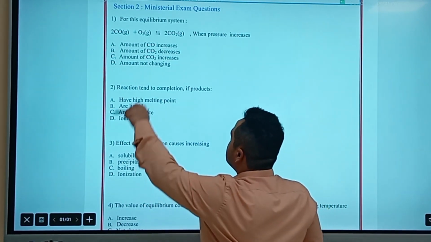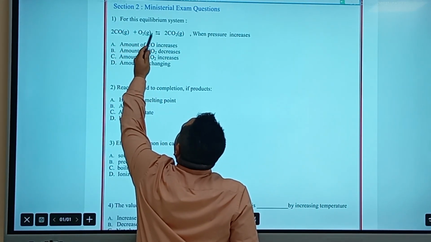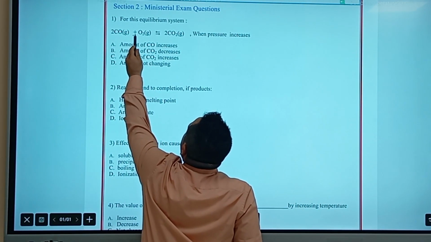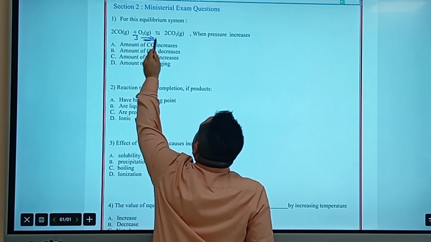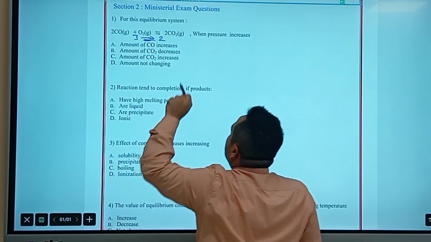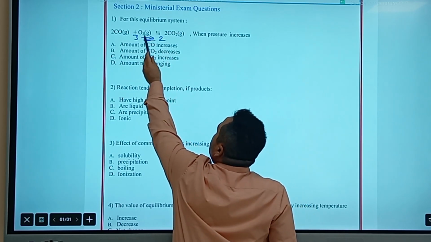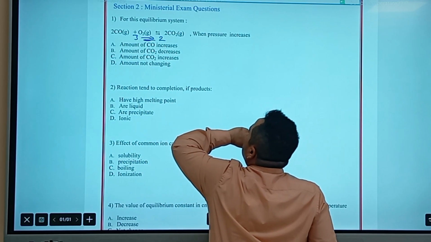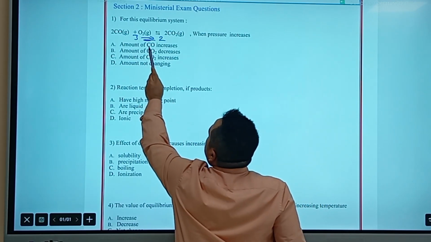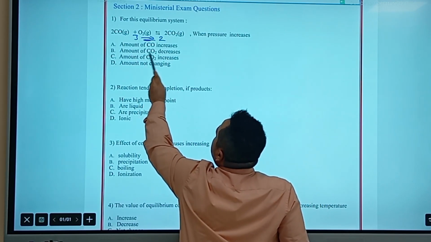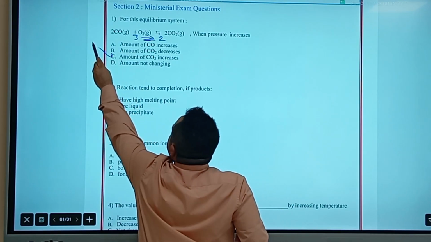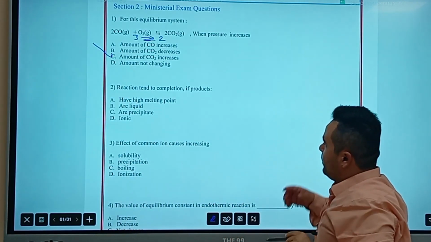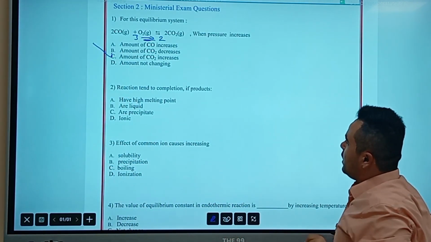When pressure increases in this system, what will happen? We have a gaseous system, 2 plus 1, 3 moles, going to 2 moles of CO2. Increasing pressure favors the formation of the fewer moles, so what will be formed? CO2. Does the amount of CO increase? No. Does CO2 decrease? No. Does the amount of CO2 increase? C is the correct answer, because forward is favored.